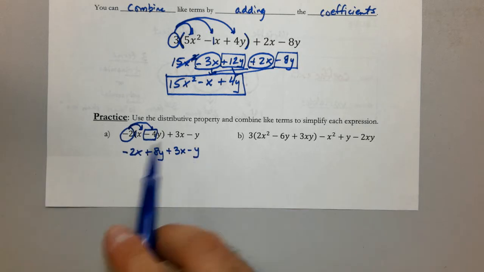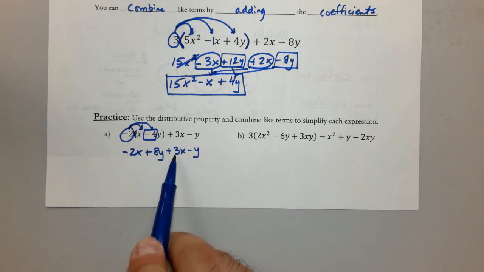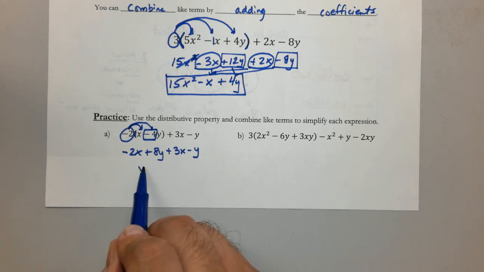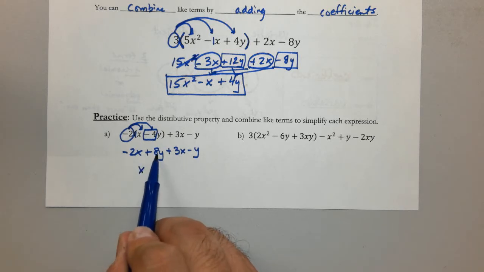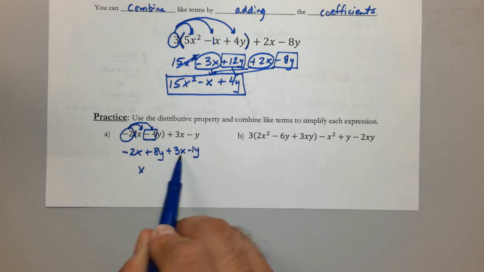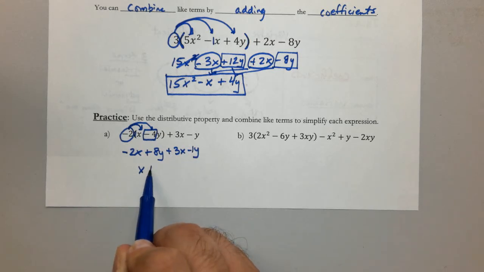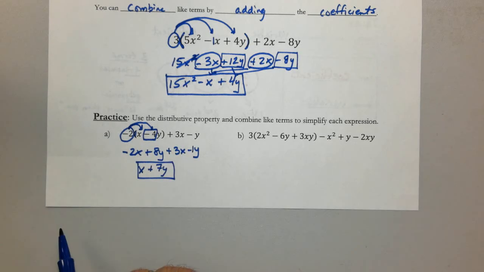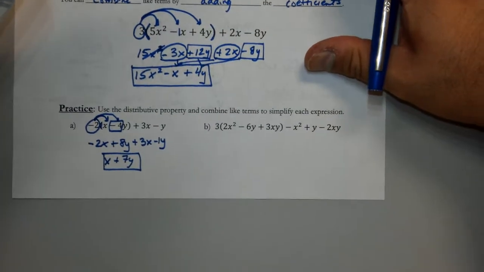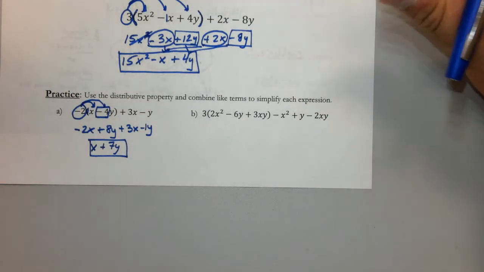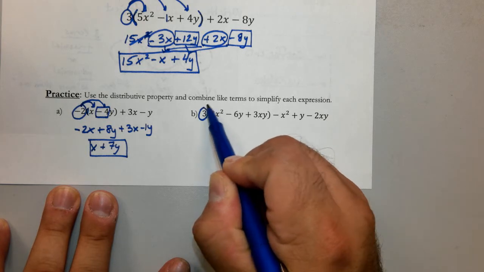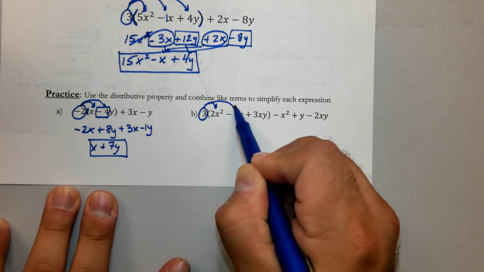And then from here we'll combine. I have two x terms, a negative 2x and 3x. That makes 1x, or x. And then I have 8y minus 1y. 8 minus 1 is 7, so 7y. And you're done. Let's try this one. A little bit more challenging perhaps. It looks a little intimidating, but the first step is going to be to get rid of these parentheses. So we are going to once again distribute.